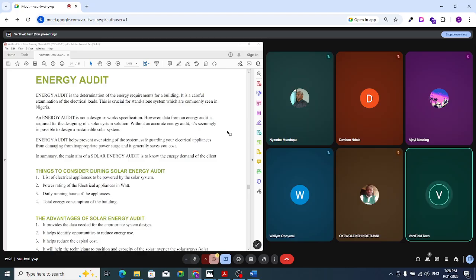Now look at the third paragraph, which I always stress. The third paragraph tells you that energy audit helps you prevent oversizing of the system, safeguarding your electrical appliances from damage from inappropriate power surge, and generally saves you cost. Now let us connect item 1 with item 3. We will talk about item 2, which is safeguarding of your electrical appliances and solar system. Let us talk about how it prevents oversizing of the solar system.